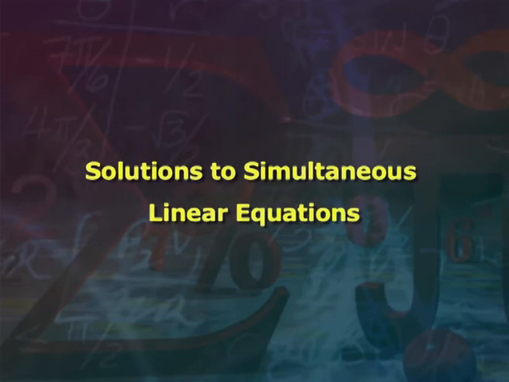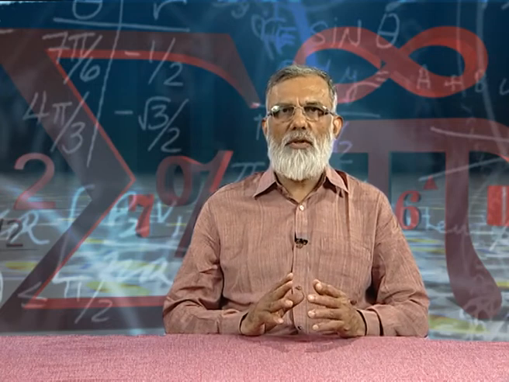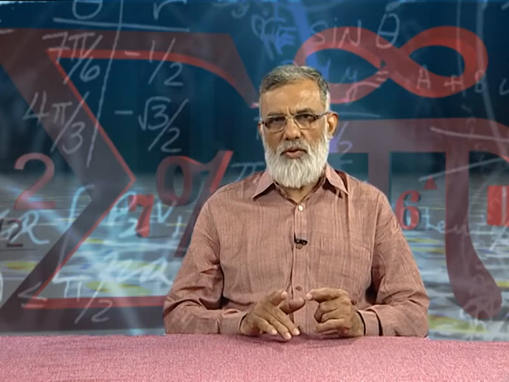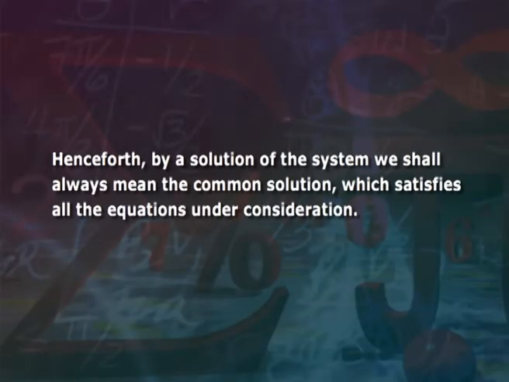Solutions to simultaneous linear equations. We started our discussion of matrices and vectors primarily with an objective of solving simultaneous linear equations. Now, we are in a position of carrying out the discussion. We say that a system of equations is inconsistent if there is no common solution for the given system. If there is a common solution, unique or many, we say that the given system is consistent. Henceforth, by a solution of the system, we shall always mean the common solution, which satisfies all the equations under consideration.